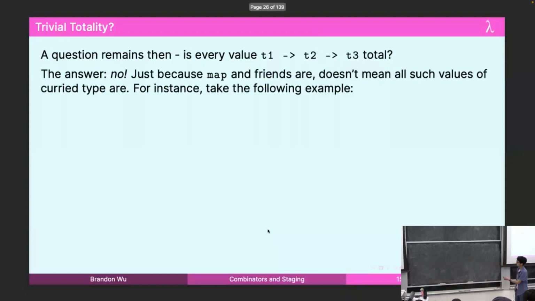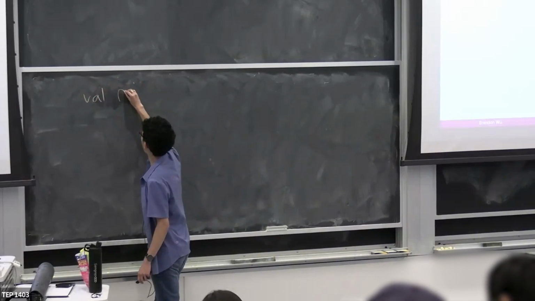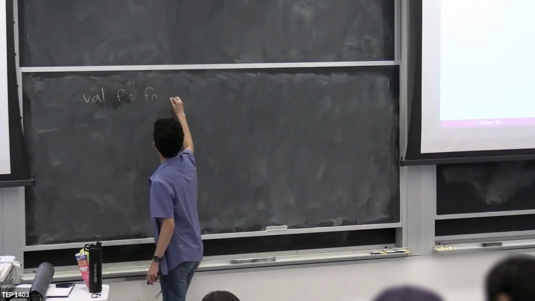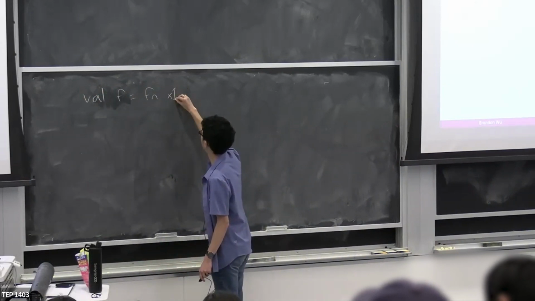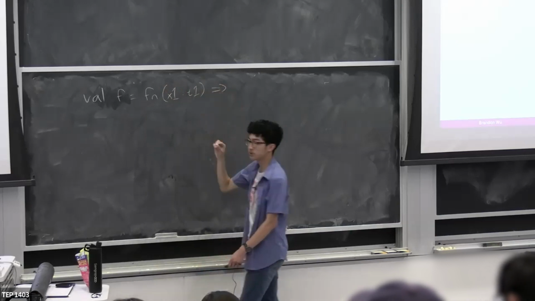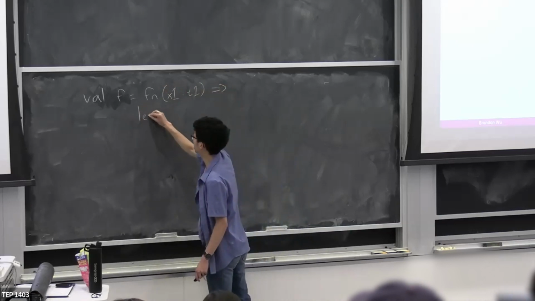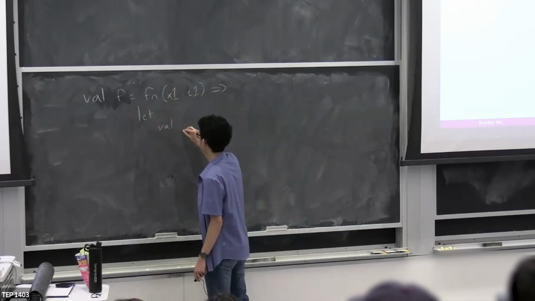Just because map and friends are total, it's not guaranteed that all of them are. Actually, I'm going to write this out. Let me do it in a val so it's really clear, okay? Val f equals fn, I'm not going to call it T1, I'm going to call it x1, okay? And this thing is of type T1. And it goes to what? I'm going to say a let in end expression.